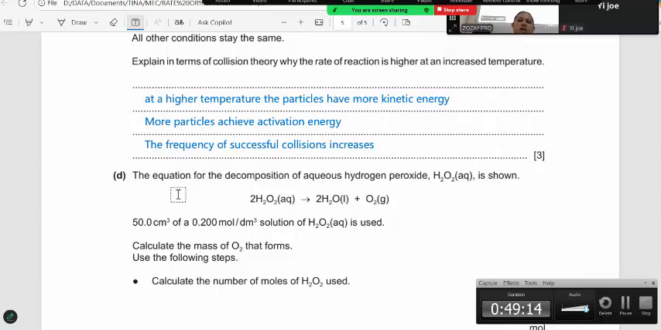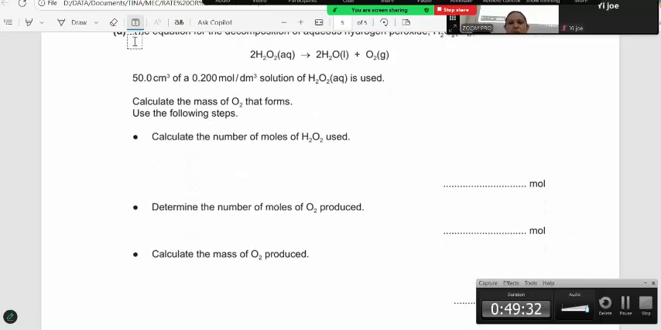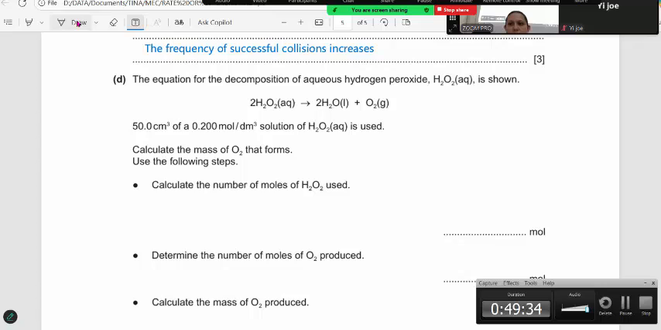All right. The equation for the reaction, did you manage to count? Yeah. Okay. Calculate the number of moles of hydrogen peroxide. So same as just now, M V over 1,000.